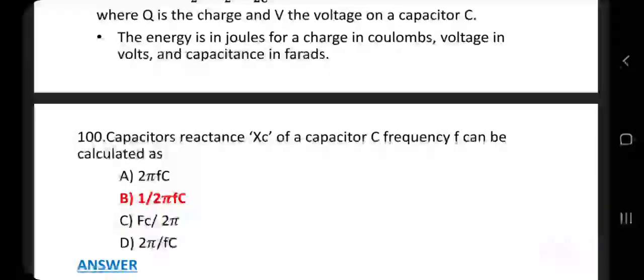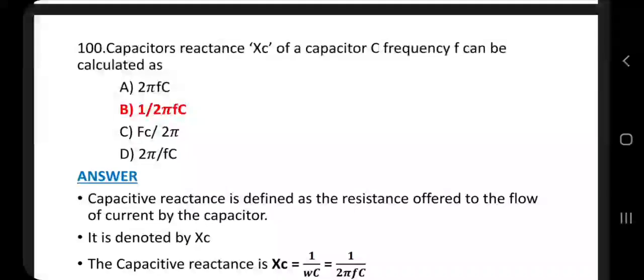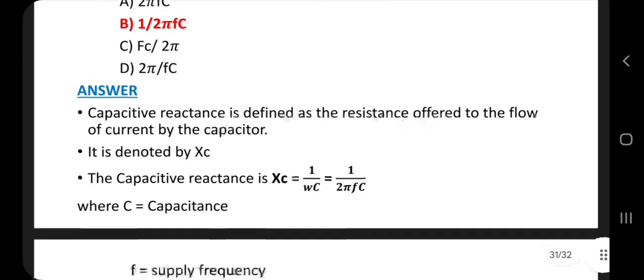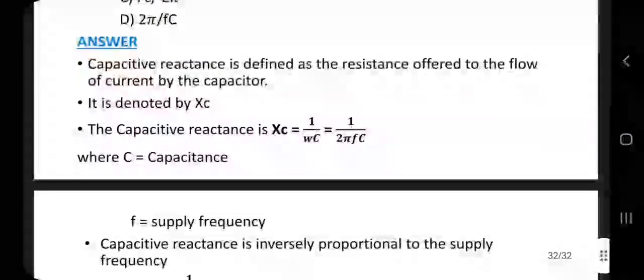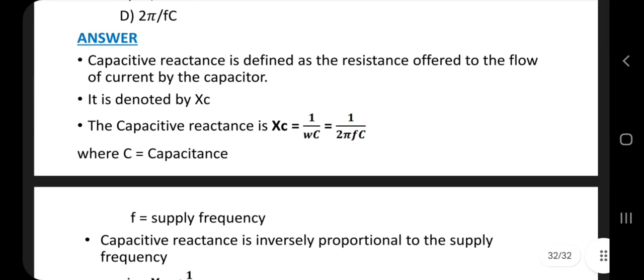The last question of this series and this video, final part, is 101. Capacitor reactance Xc of a capacitor C at frequency f can be calculated as, answer is option B, 1 by 2 pi fC. Capacitor reactance is defined as the resistance offered to the flow of current by the capacitor. It is denoted by Xc. The capacitor reactance Xc is equal to 1 by omega C. We know that omega equals 2 pi f.